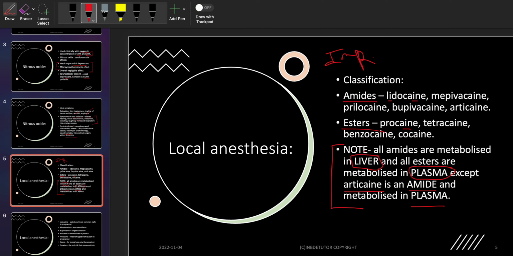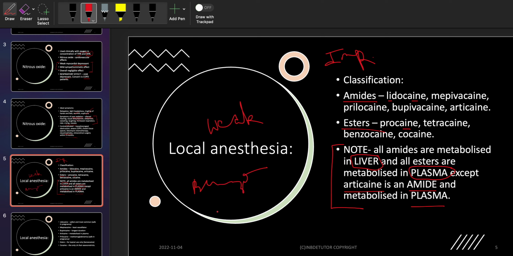Another point I want you to remember is that local anesthetics are weak bases. Okay, please remember that local anesthetics are weak bases. It is a very important point. Students do get a little bit confused between weak acids and weak bases. So local anesthetics are weak bases except benzocaine. So there is an exception as well, which is benzocaine.